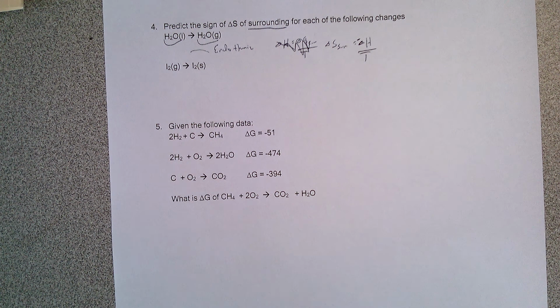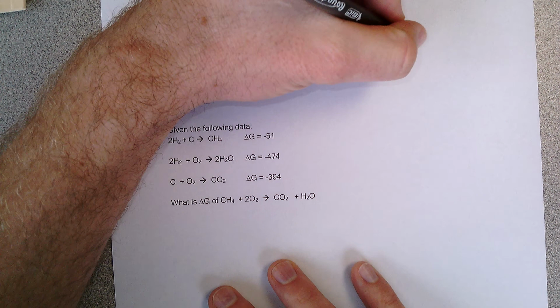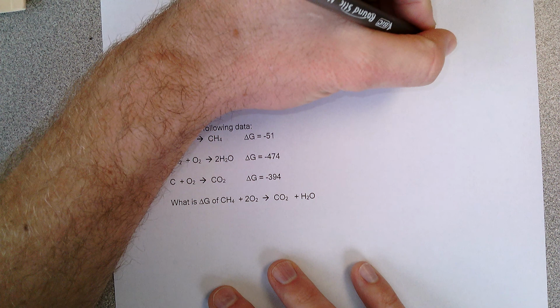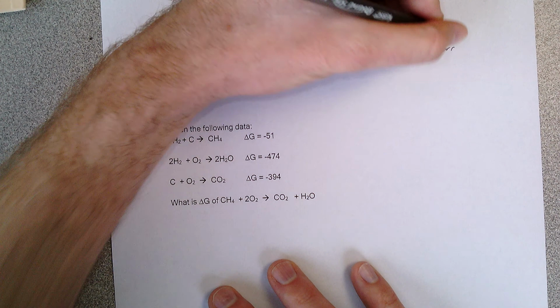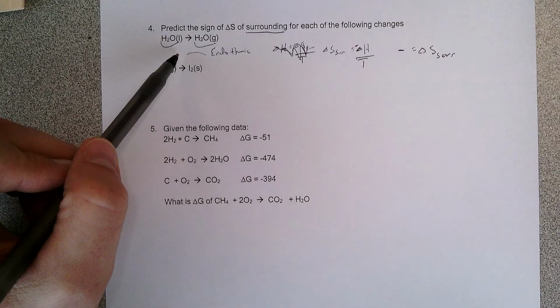That's going to mean the surroundings are less disordered. The surroundings are going to have to give some heat energy. They're not going to change what the chemicals are. They're just going to move a little less. So the delta S of the surroundings for this first one would be negative, because they have to give some of their energy to the water to make the water boil or to make the water evaporate.